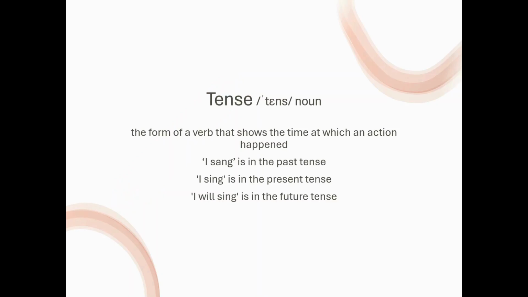So, for example, I sang is in the past tense. It's happened before now. I sing is written in the present tense. I am now singing. I will sing is going to happen in the future. So this is in the future tense.